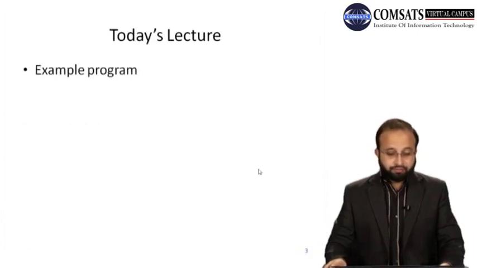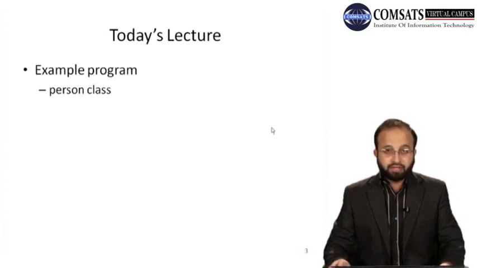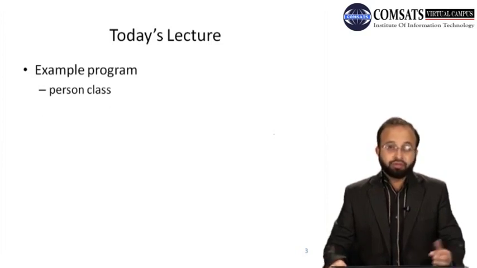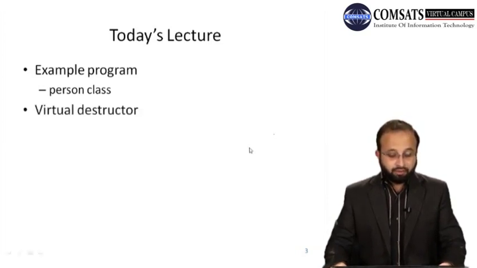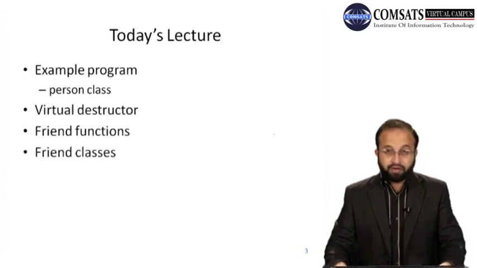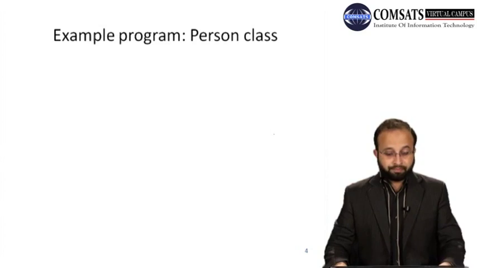So in today's lecture we will see first the example program of a person class, and then we have derived classes, a scientist and a student. This example will show how we are going to achieve the polymorphic effect. And then we will see what is a virtual destructor, and then friend functions, friend classes, and virtual functions. So this is the outline of today's lecture.